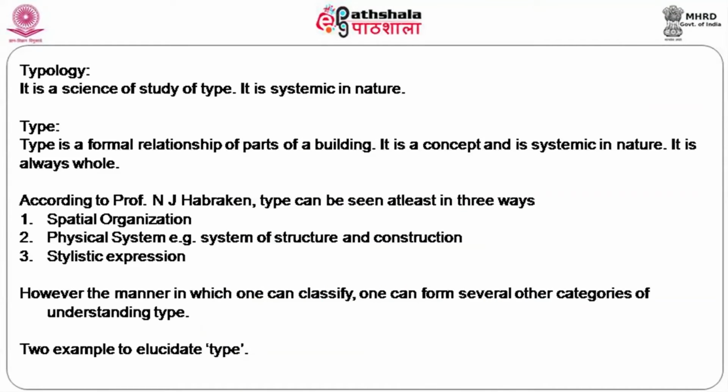However, in this part Habrakan says there are three very important ways in which we can discuss it. One is spatial organization, which is very important. The other is of course the physical system, which means the structure, the construction system, etc. The third could be stylistic expression, the manner in which the elements of the buildings are articulated. However, the first one, spatial organization, and the second one, the systems of structure and construction, are extremely important and are used many a time.